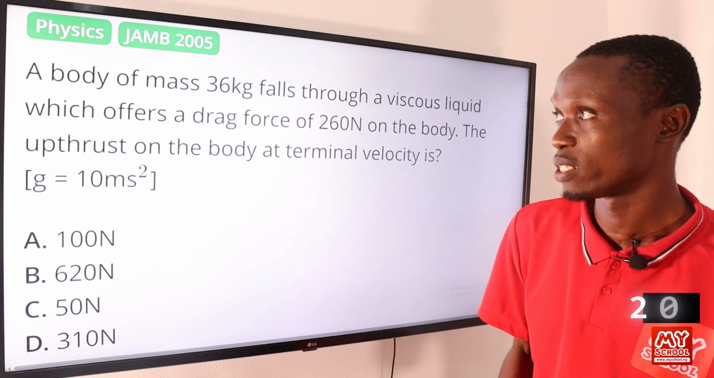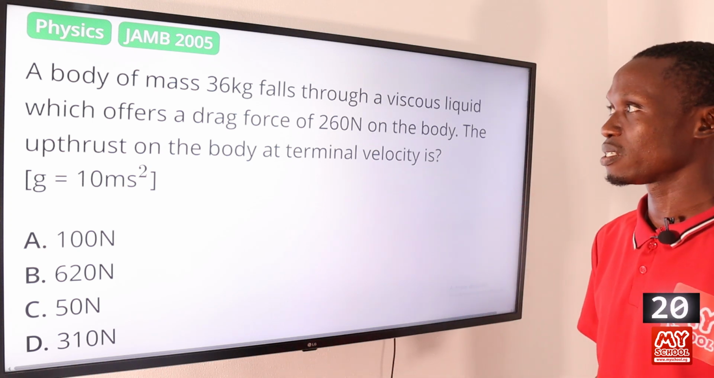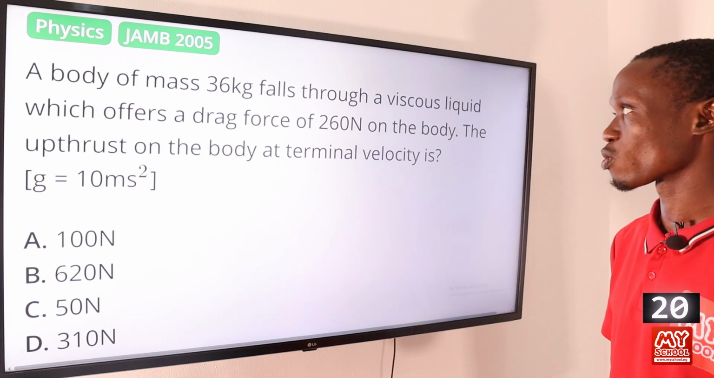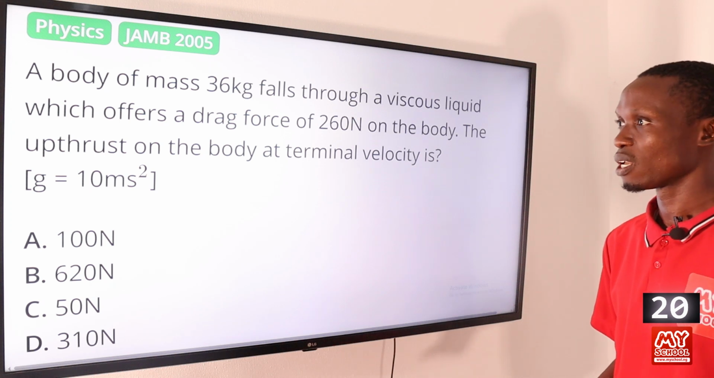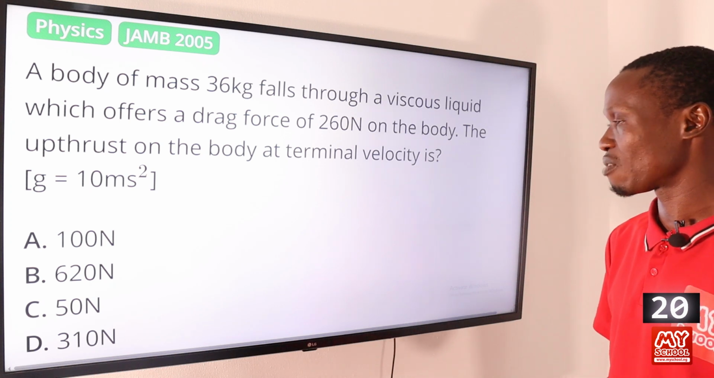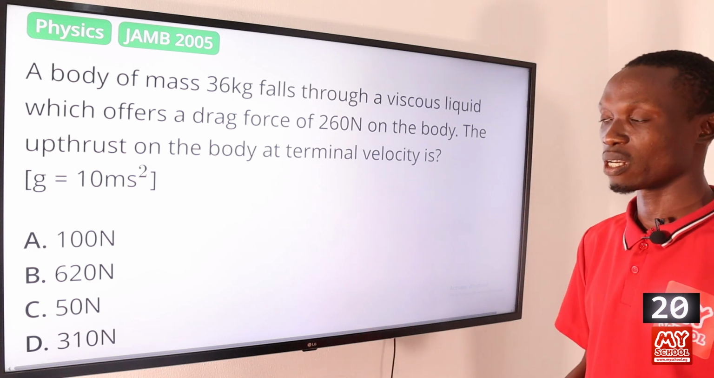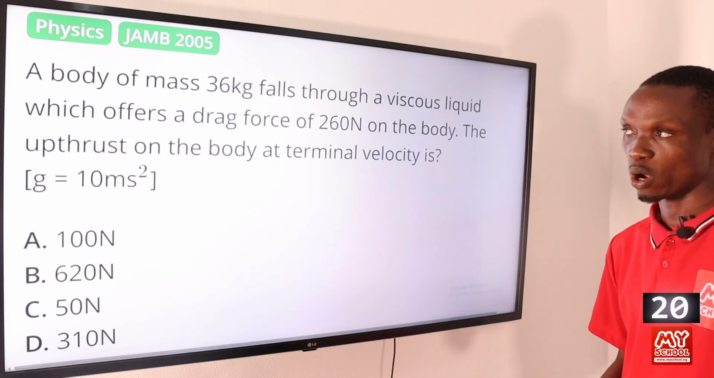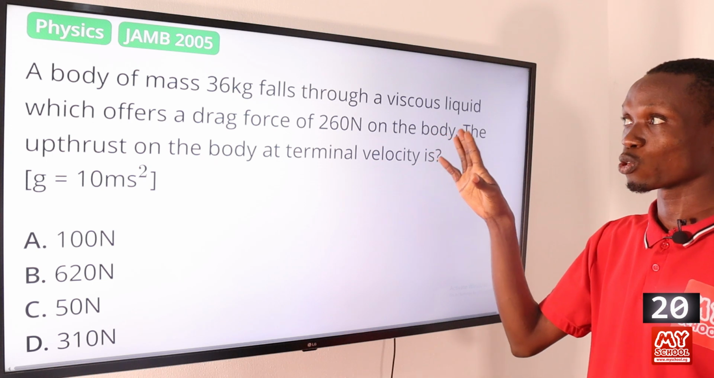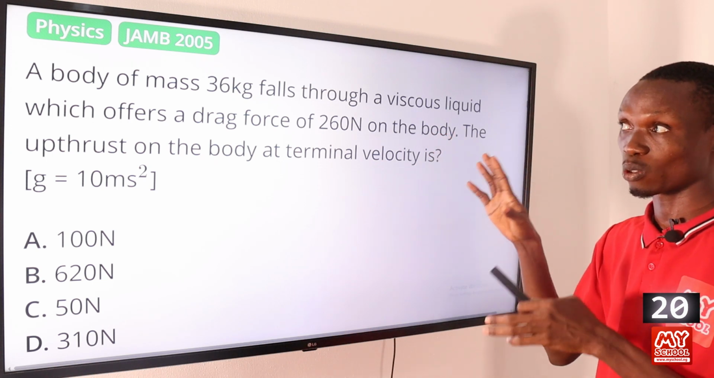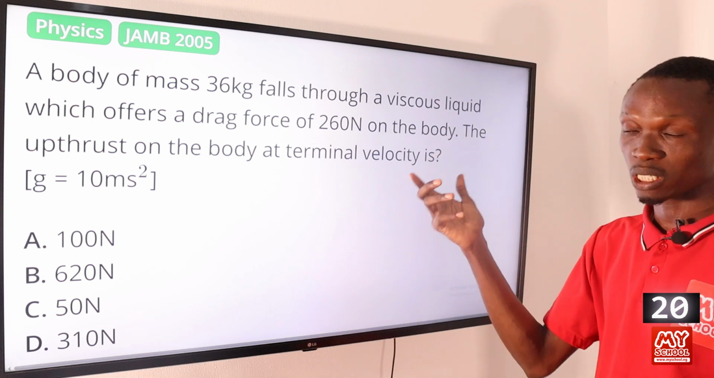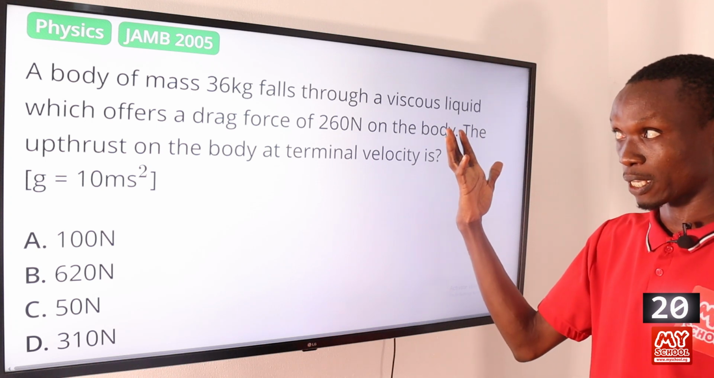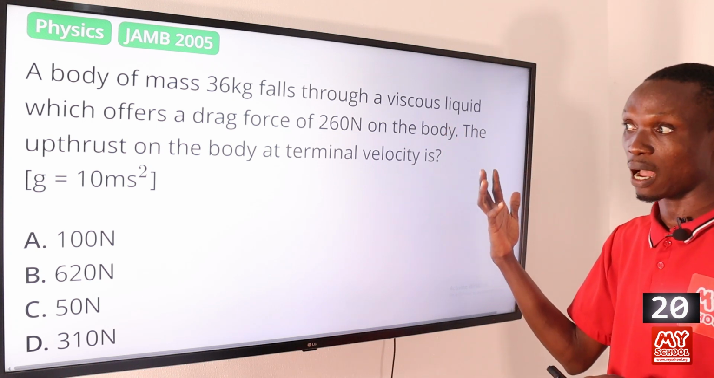Moving on to question 20. A body of mass 36 kg falls through a viscous liquid which offers a drag force of 260 Newton on the body. The upthrust on the body at terminal velocity is, so here we are asked to take acceleration due to gravity to be equal to 10 meter per second square. Take note here that for a body falling through a liquid, there are three forces that act on that body. One of them is the weight of the body that acts downward, then the drag force of the liquid that acts upward, and also the upthrust of the liquid that acts upward.